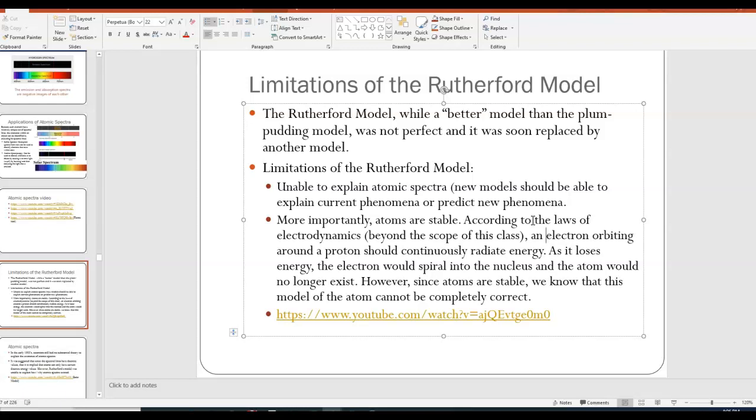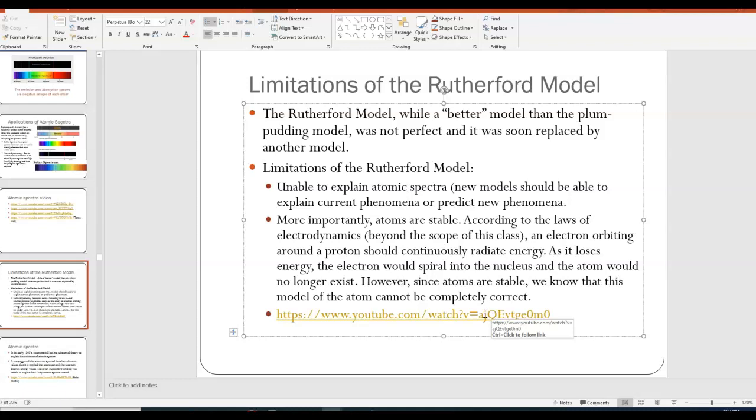Now, obviously, that's not correct because atoms do exist. So if this is what the Rutherford model predicts would happen, either there is a problem with the laws of electrodynamics, which, probably not, or there's a problem with the Rutherford model, which there is. And so we'll get into the next model of the atom, which does a little bit to address this issue of stability. Those are the two main limitations of the Rutherford model of the atom. Number one, it is unable to explain either emission or absorption spectra. Number two, it is unable to maintain stability, because electrons, as accelerating charges, should continuously radiate energy and spiral into the nucleus, and therefore the atom would no longer exist.